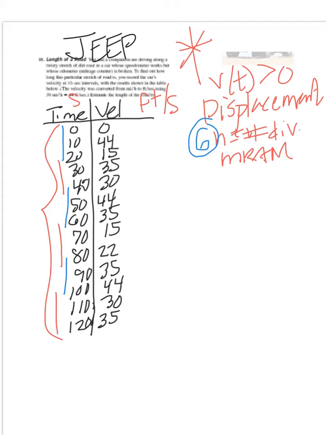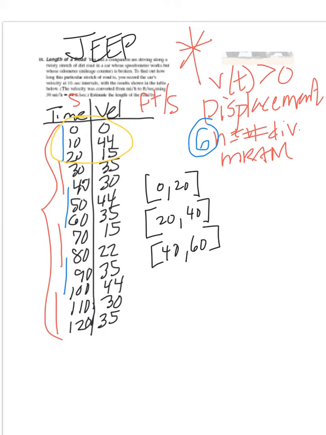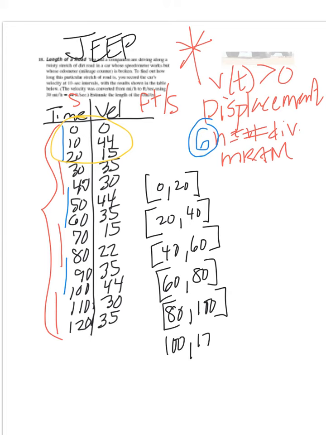And there they are. So in my first zone, which is right here, this is my first zone. Here we go, right there. I'm going to break it up. I'm going to label each interval. So I'm going to go from 0 to 20, I'm going to go from 20 to 40, and so on. So there's my 6 zones.